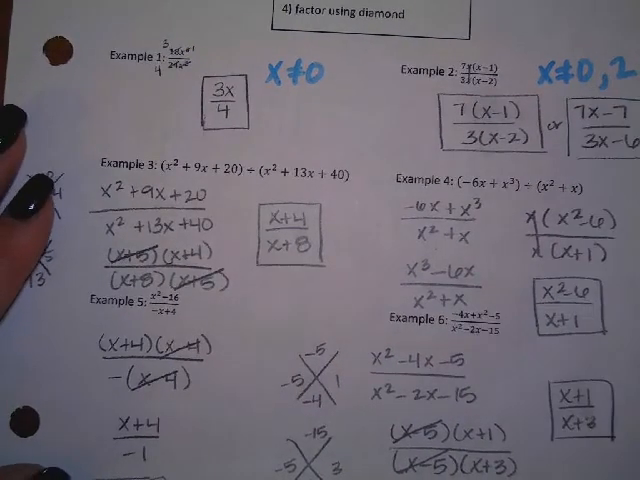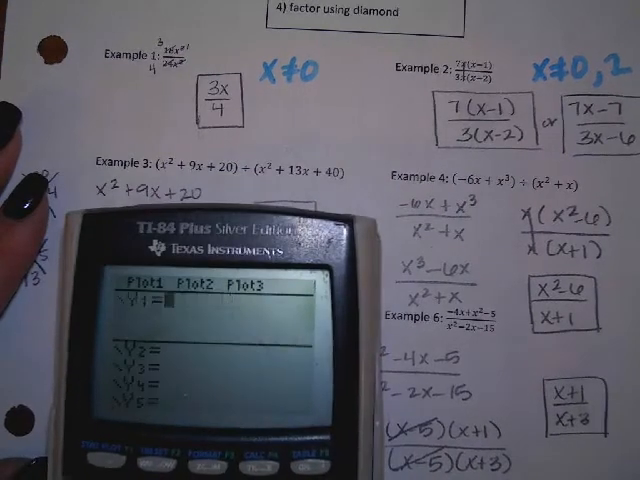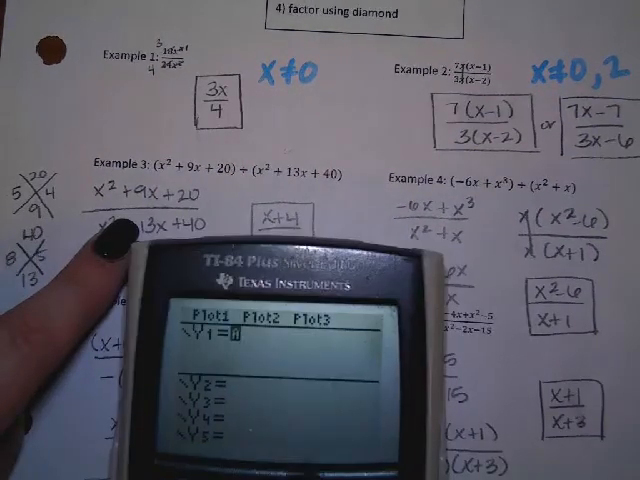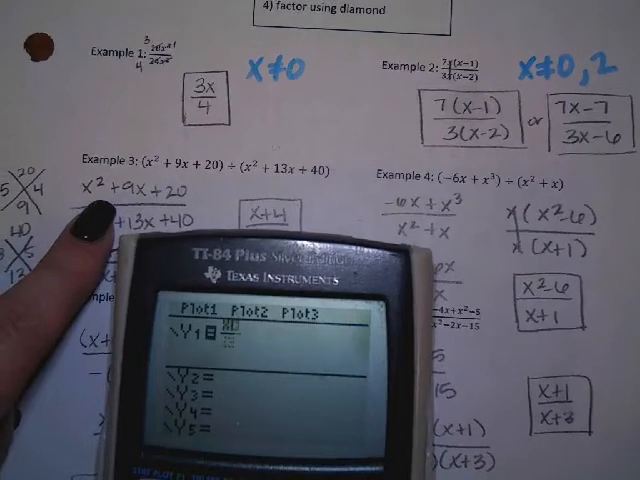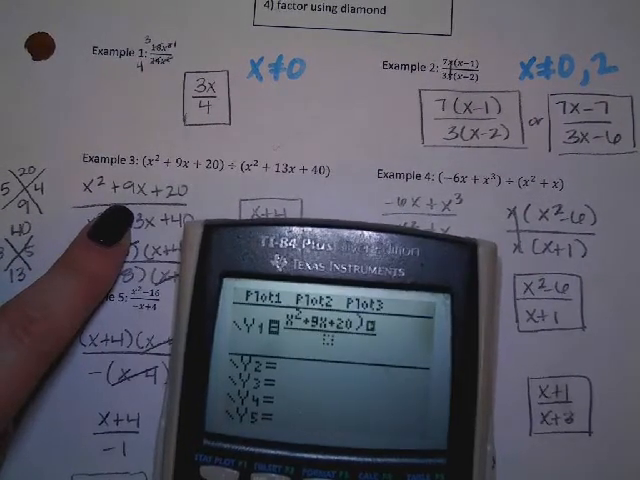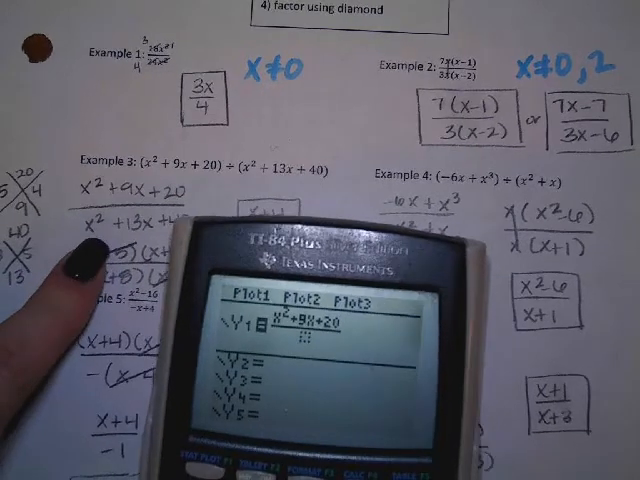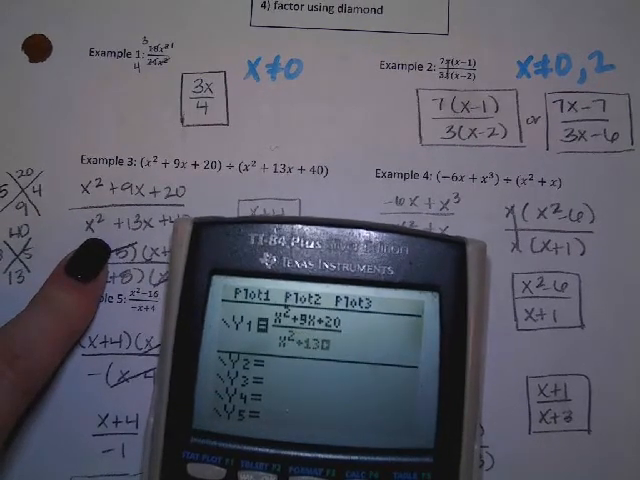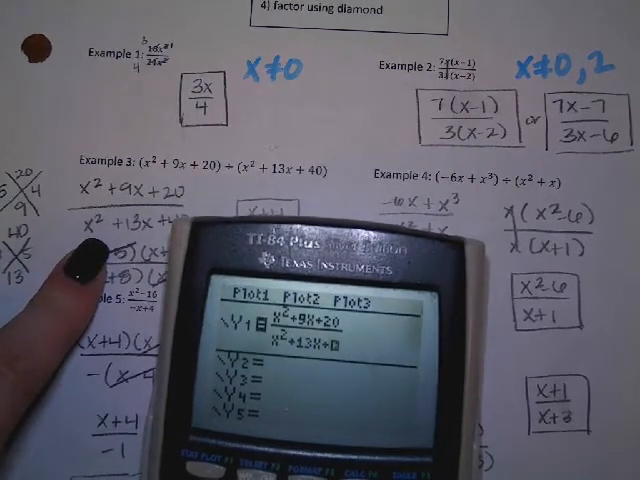You're going to see in a second. I'm going to keep going. Okay, we're going to do the next one. All right, so if I graph the next one, I have x squared plus 9x plus 20, divided by x squared plus 13x plus 40.